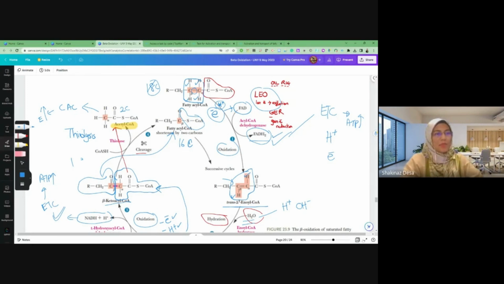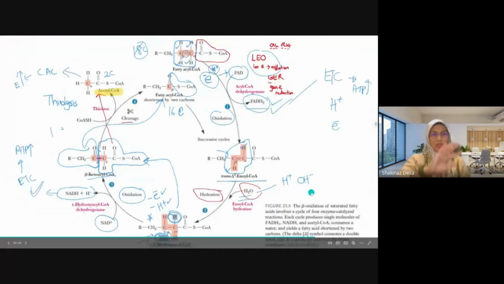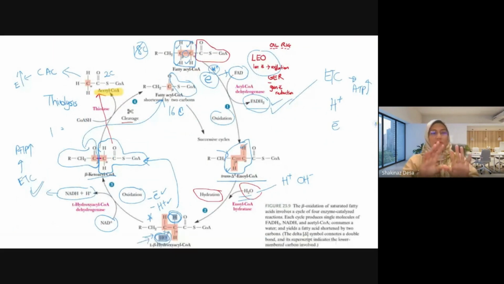Then one more round. Because it will keep going round. 14, cut another 2, leaving 12 carbon. 12 carbon fatty acid. Go round again, cut 2 carbon more, leaving 10. Another round, cut again, leaving 8. Cut again, leaving 6, and so on and so forth, until acetyl-CoA, until only 2 carbon remain. So that's the story of beta oxidation.